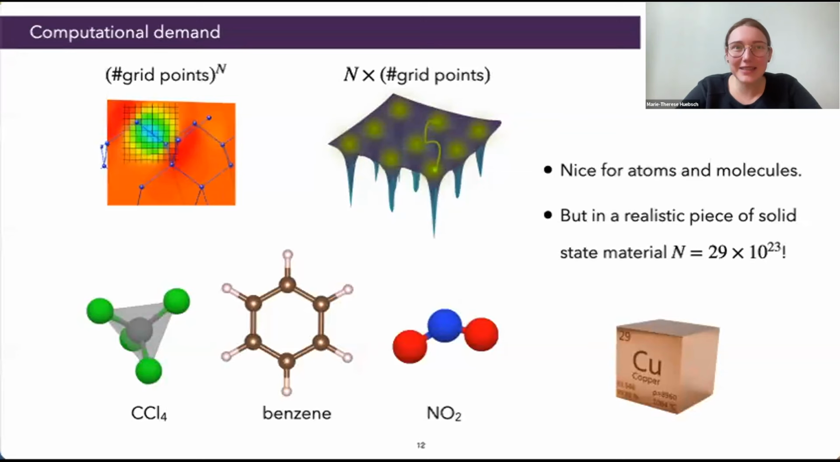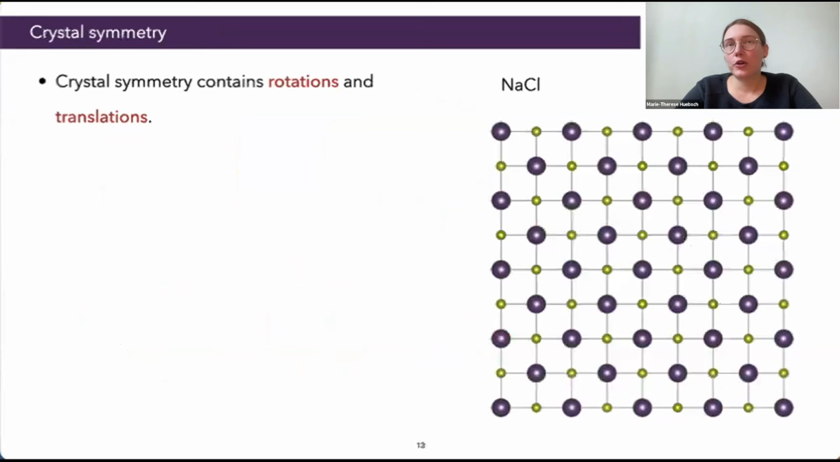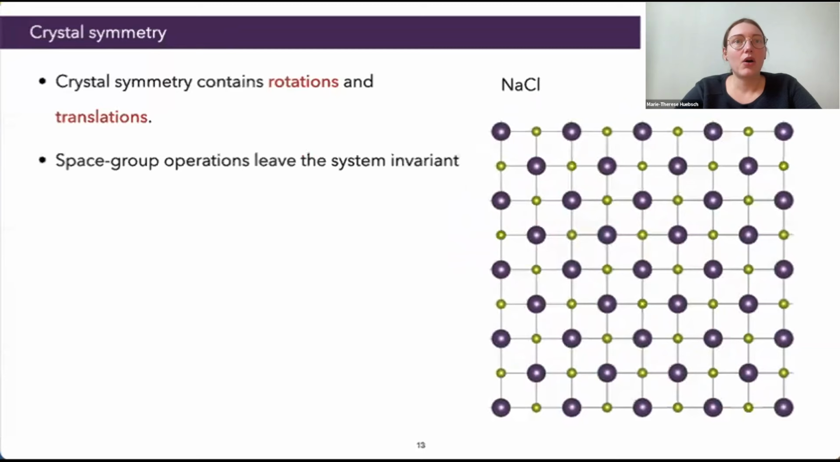So indeed, we need to further consider the symmetry of the system. Many solids form a crystal. That means they are invariant under certain rotations and translations. Here we have the example of sodium chloride. All possible symmetry operations are listed in so-called space groups. A space group operation is a combination of rotation and translation. For any crystal, we can make a list of all the space group operations which leave the material invariant. And finally, this set of space group operations corresponds to one of the 230 possible space groups.